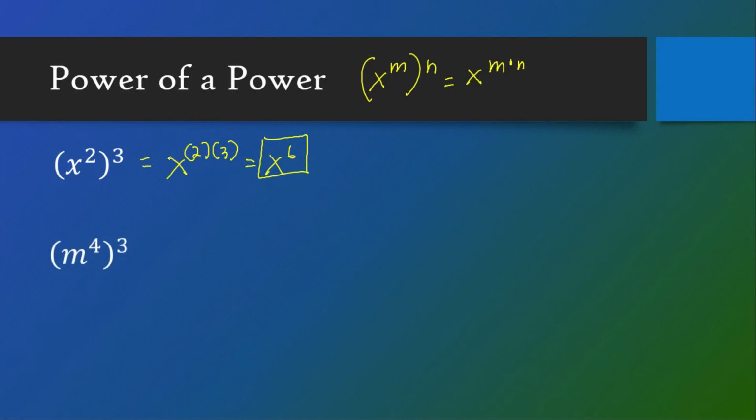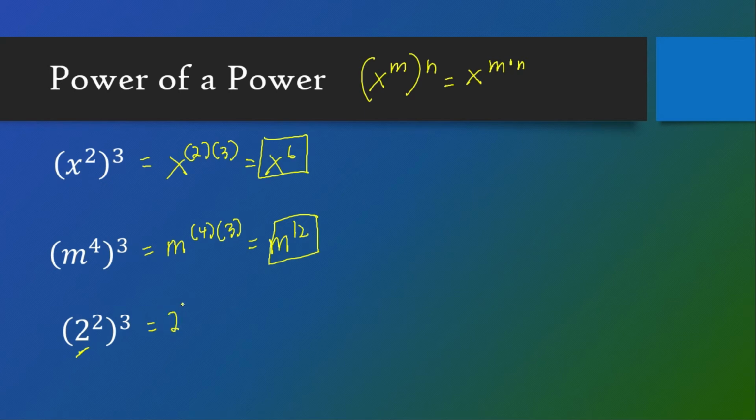Another one, we have m raised to 4 raised to 3. So, mangyayari dyan, m raised to 4. Tapos, i-multiply mo yung 3 doon sa 4. Kaya magiging m raised to 12 na yung final answer natin. Another one, we have 2 raised to 2 raised to 3. Kung mapapansin nyo, whole number na yan, that is 2. Multiply nyo muna yung kanyang exponent, which is 2 times 3. It will become 2 raised to 6. At ang 2 raised to 6 natin is equal to 64.